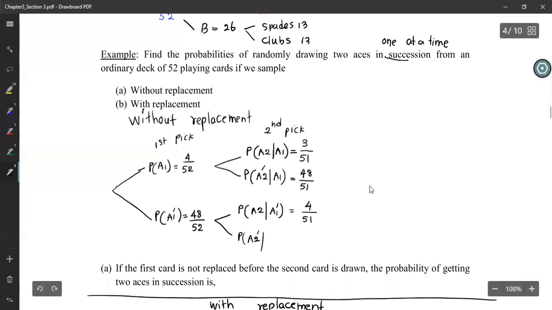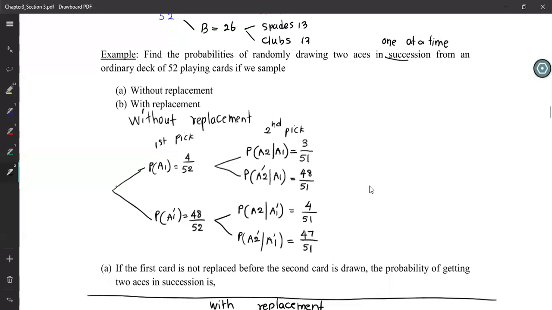The last one, the second is not A, and the first one also not A. Now how many not A cards are there? You picked one not A. You didn't put it back, so there are only 47 not A's out of 51. Okay. Is this clear to all of you?